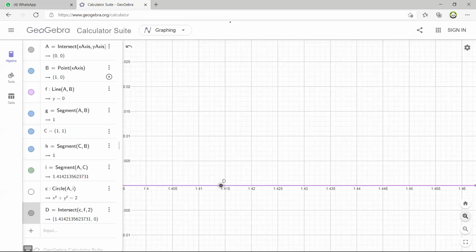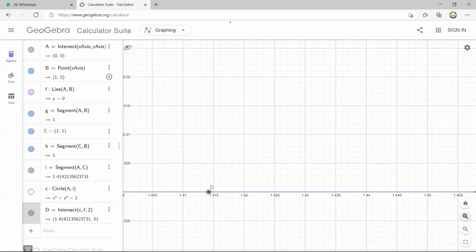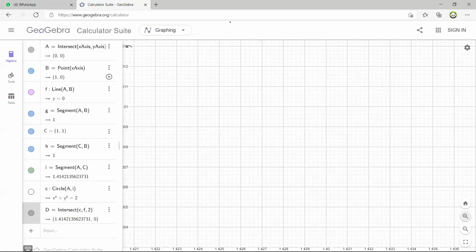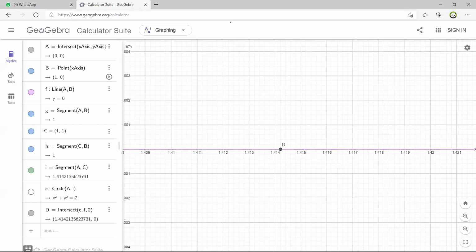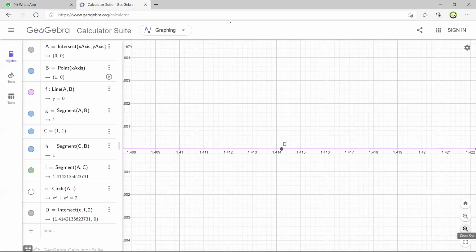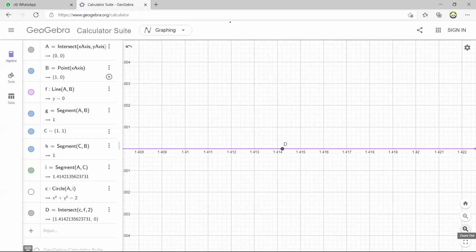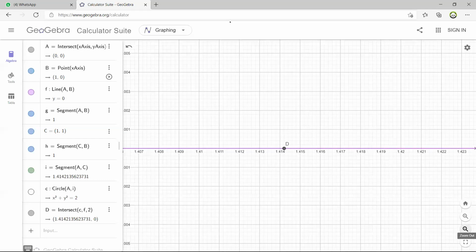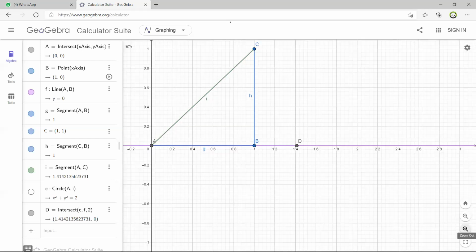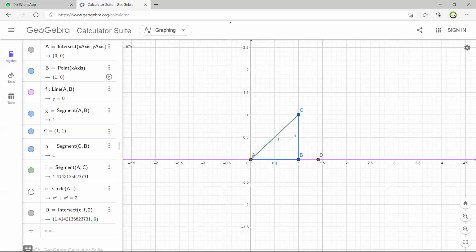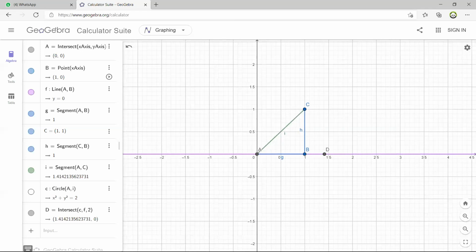So you see, as you keep zooming in, you will get closer and closer to the precise value of root 2. Over here, it's not exactly 1.414, right? It's a little more than that. So that is basically how you find out what a number looks like on the number line. I hope that's clear for everyone. Yes, ma'am, it's clear. Okay.